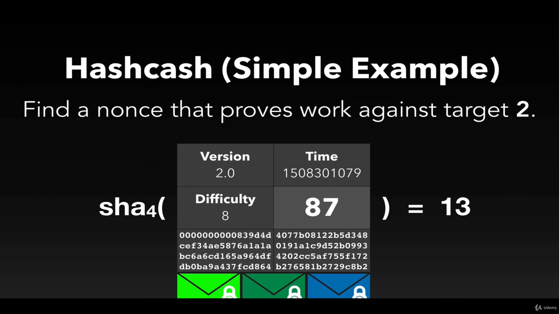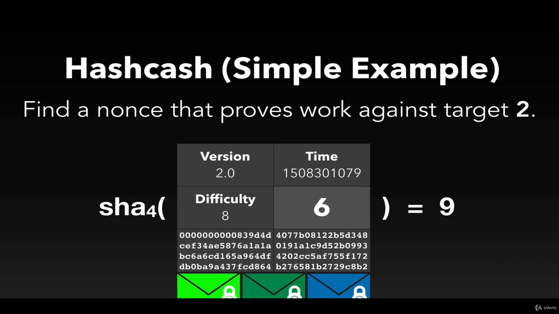So we pass 87 as the nonce, and our SHA-4 fingerprint is the number 13. That's too high. Yes, too high. We're giving you the decimal version because hexadecimal is a little more difficult for most people to read. So we need to find a number less than 2. So we need to change the nonce.